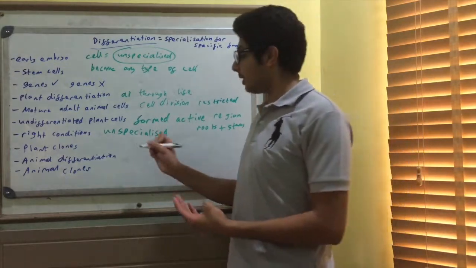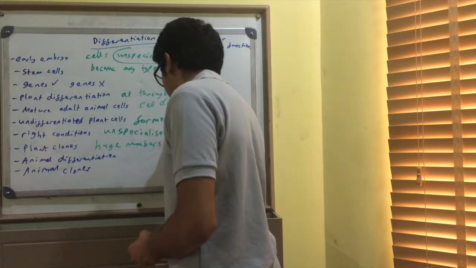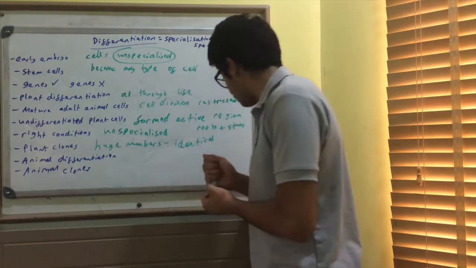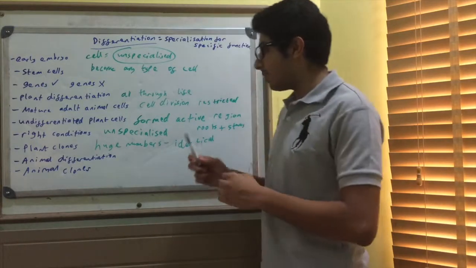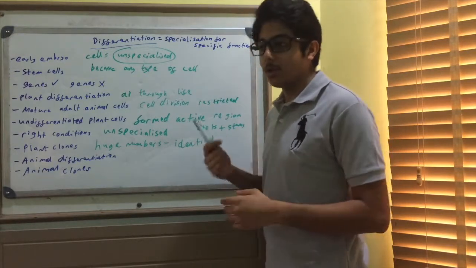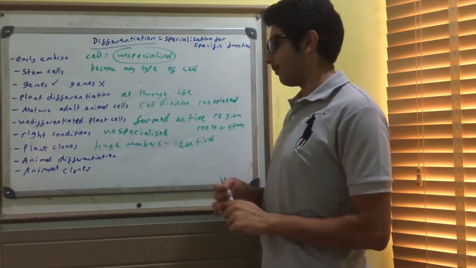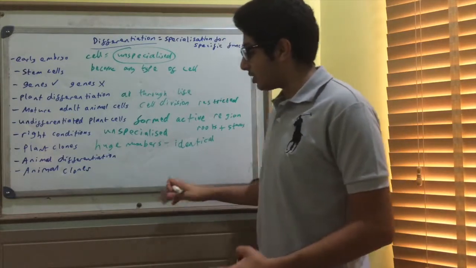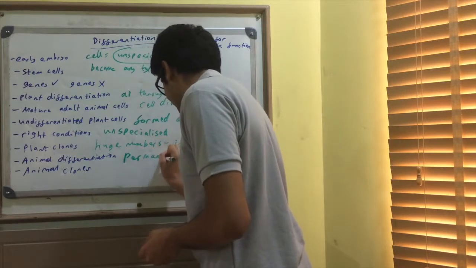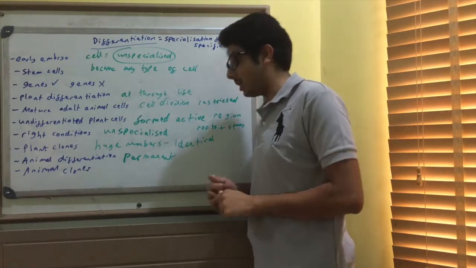And this helps us to create huge numbers of identical plant clones. So say you cut off the root or a stem of a plant, and then you give it the right conditions. It will unspecialize and undergo mitosis many times to create an identical clone of the original. However, differentiation in animal cells is actually permanent. We cannot go back and unspecialize these cells that have already gone through differentiation.